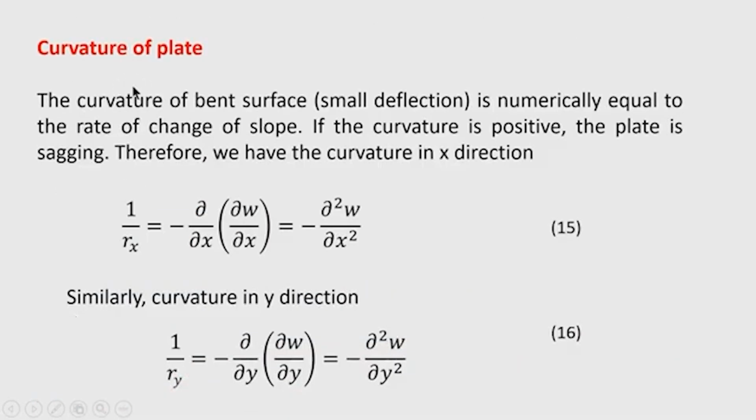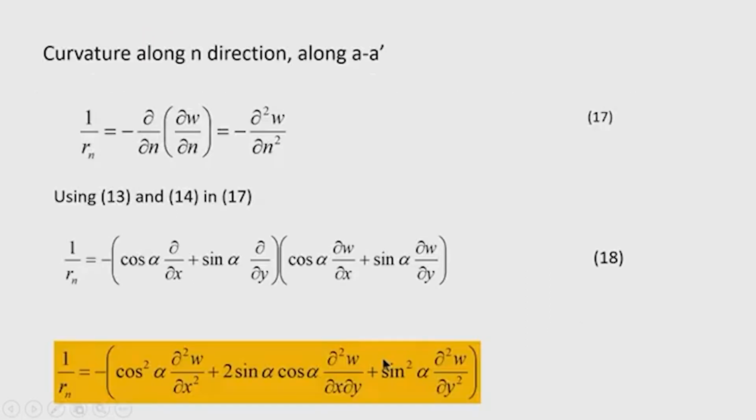Okay. Now, let us see what the curvature is. Curvature of the bent surface is numerically equal to the rate of change of slope. If the curvature is positive, the plate is sagging, therefore, we have the curvature in x direction written as 1 by r x equal to minus del by del x into del w by del x, which is equal to minus del square w by del x square. Similarly, curvature in y direction is written as 1 by r y equal to minus del by del y into del w by del y, equal to minus del square w by del y square.